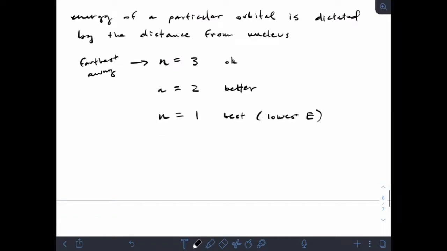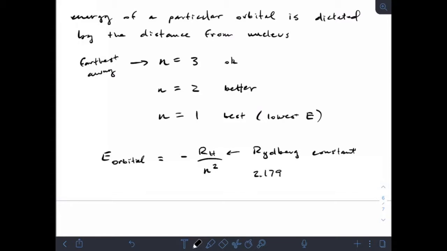Right, and we can calculate the energy of a particular orbital. We have a nice simple equation for that. So E of an orbital is negative RH over n squared. Okay, and RH is called the Rydberg constant, and has a value of 2.179 times 10 to the negative 18 joules.